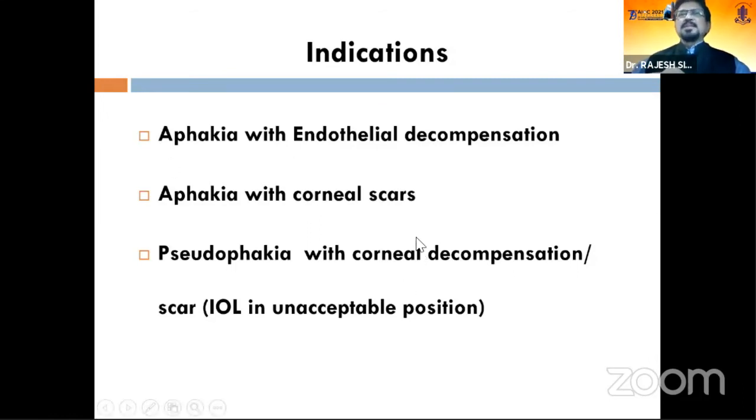I've also done sutured IOLs in these cases. I'll come to that in my later slides. So the indications will be aphakia with endothelial decompensation or with corneal scars. If there's a dense scar, then you would like to do a full thickness graft in order to have a better visual outcome. And of course, pseudophakia with corneal decompensation or scar with IOL in unacceptable position.